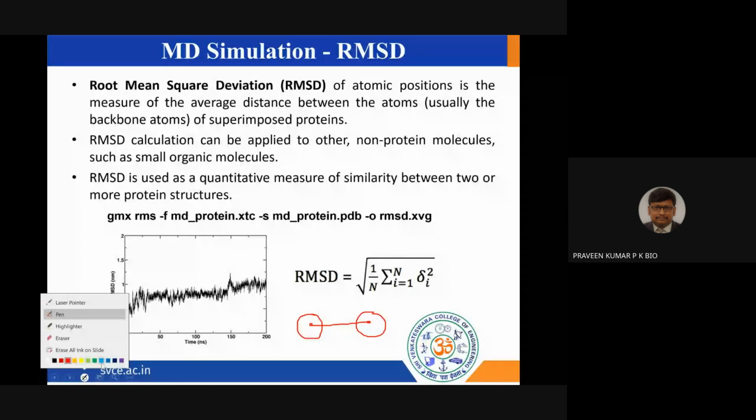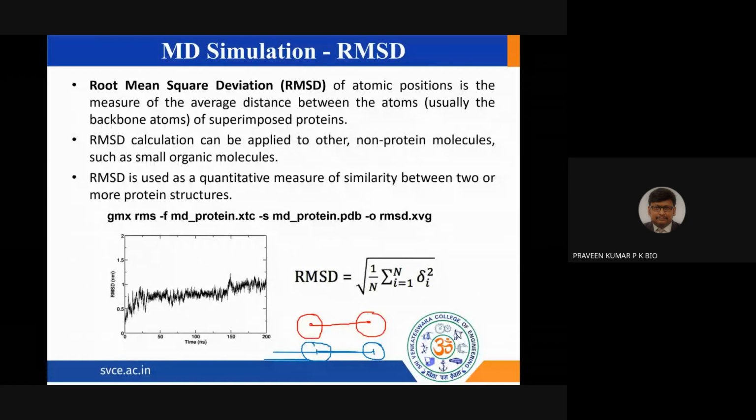Even during the modeling of a protein, if this is your X-ray structure, and you have modeled a protein like this, you find the distance between the center of one residue to another. If you have 100 amino acids, but I have taken only the first 2 amino acids, you can find some distance here. You can also find a distance from here to here.